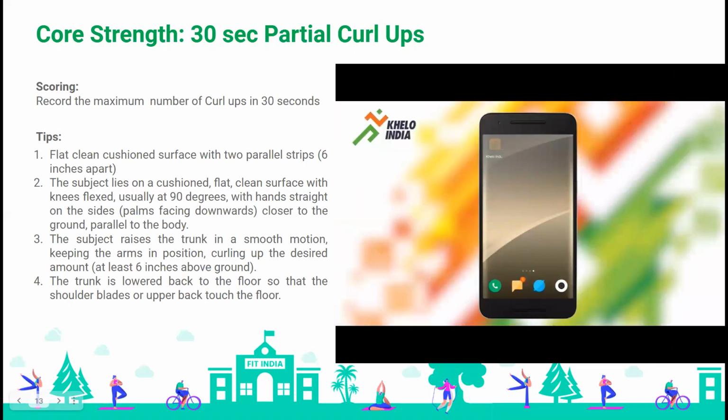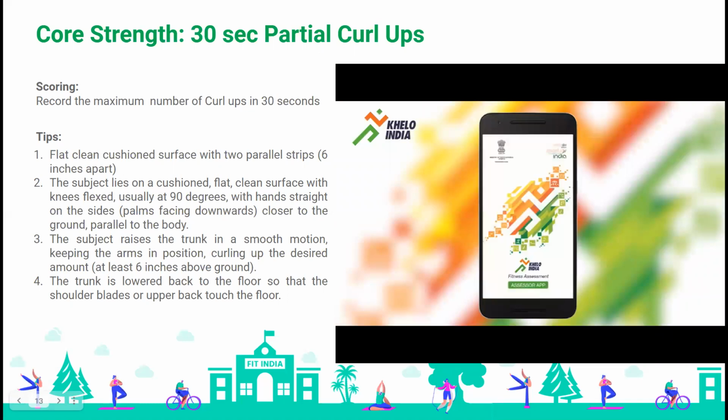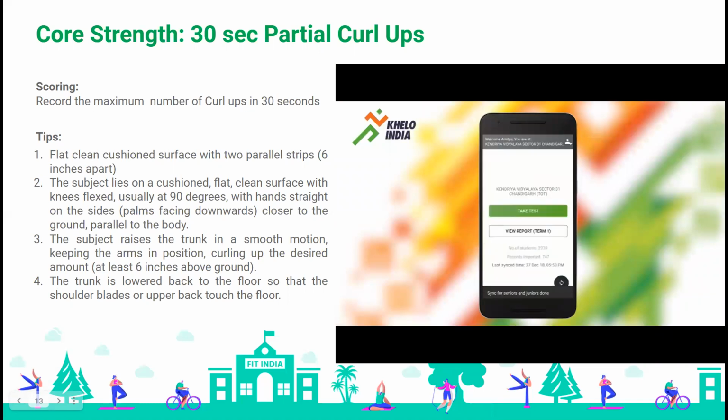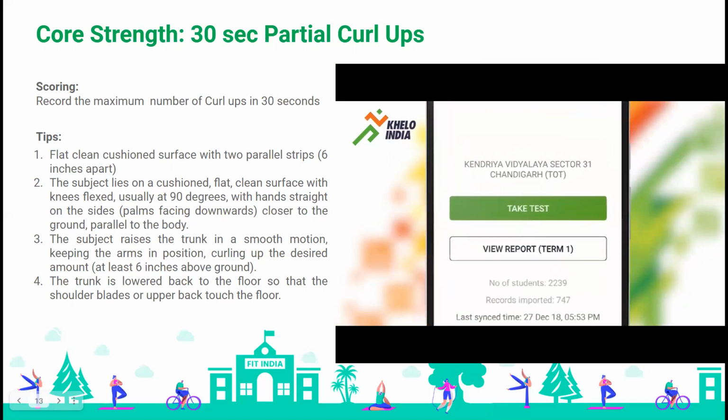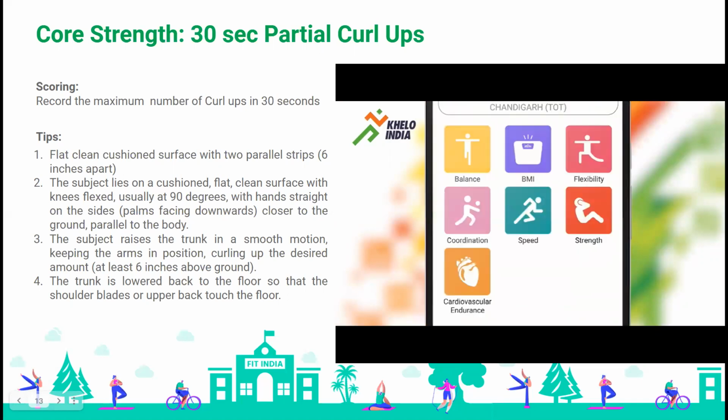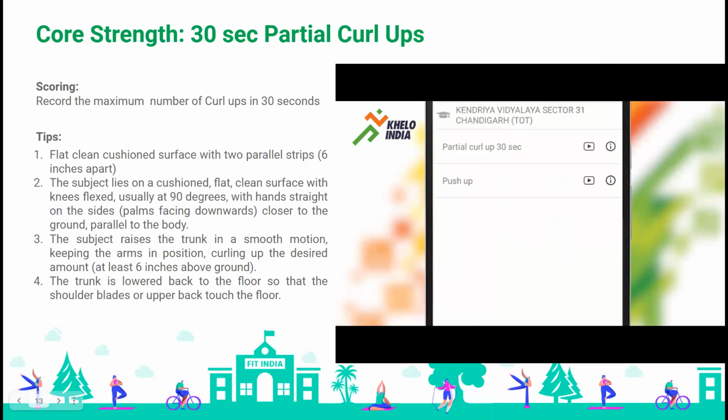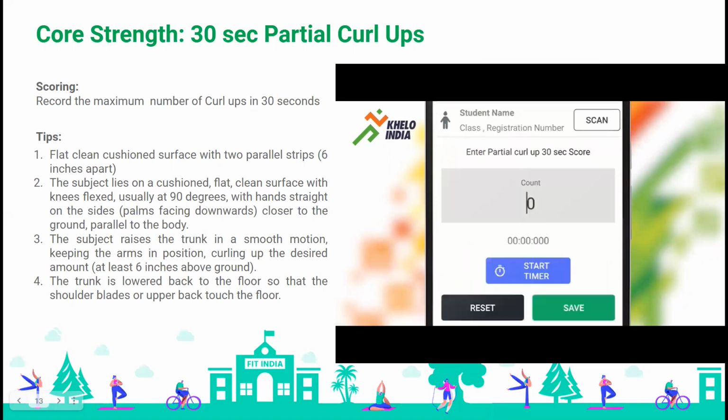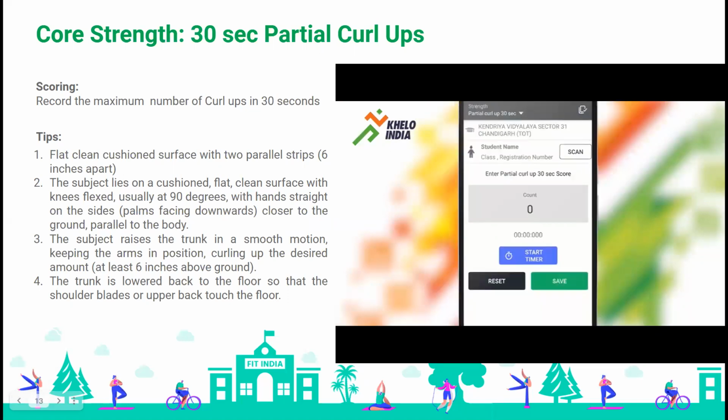To conduct the partial curl-up test, first open the Khelo India Fitness Assessor app. Once the app is on, select the Take Test option. From various test options, select Strength and then tap on the Partial Curl-up option. The app is now ready for the partial curl-up test.